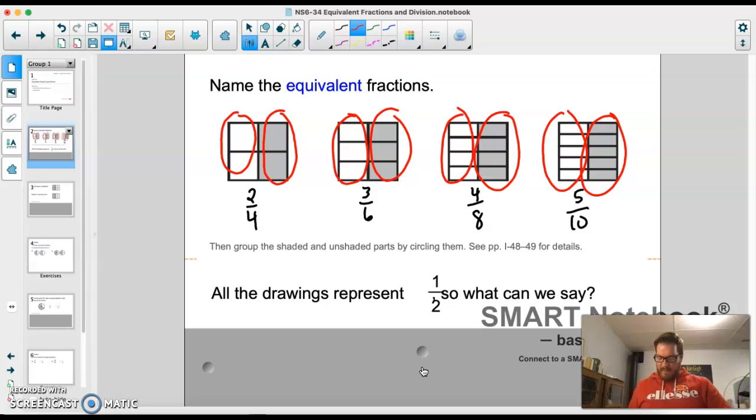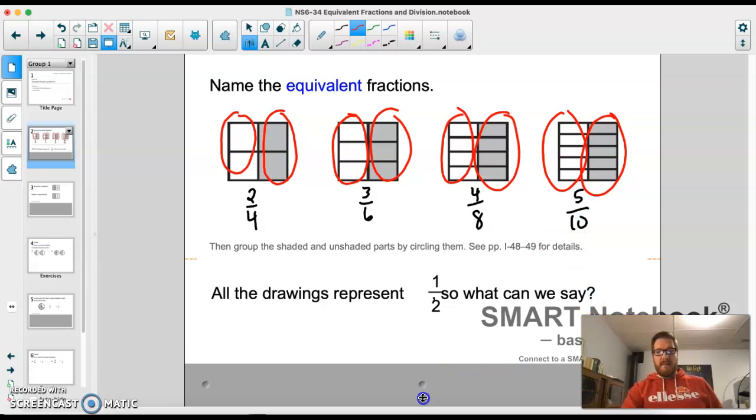So then what can we say? And what we can say is that, if we group all the shaded parts together and all the unshaded parts, I'll have 2 equal parts, one shaded, the other one unshaded, and so the fraction of the whole that is shaded is always going to be 1/2. And these ones here, again, this 2/4, 3/6, 4/8, 5/10, these are all equivalent fractions. And so that's what that represents.